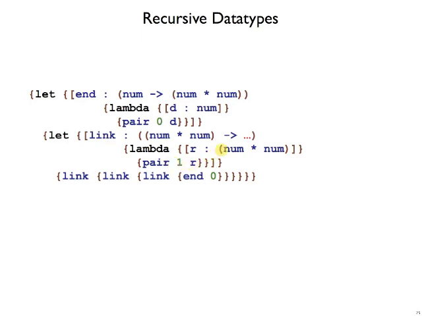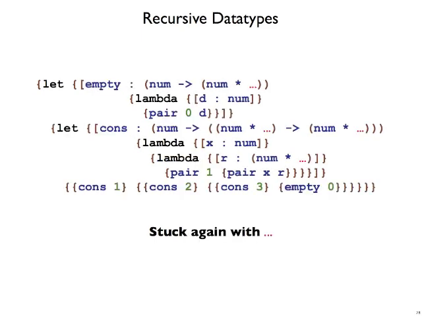But that means if R is a num cross num and we pair it with 1, then the result over here is a num cross num cross num. But now that means that we can't take the result of link and pass it back into link. And the problem here is that we need this type and this type to be the same, and if we try to make them the same, the types don't work out, so we're stuck with this encoding when we try to make recursive things. And this should feel familiar. It failed for much the same reason that our encoding of recursive functions didn't work.